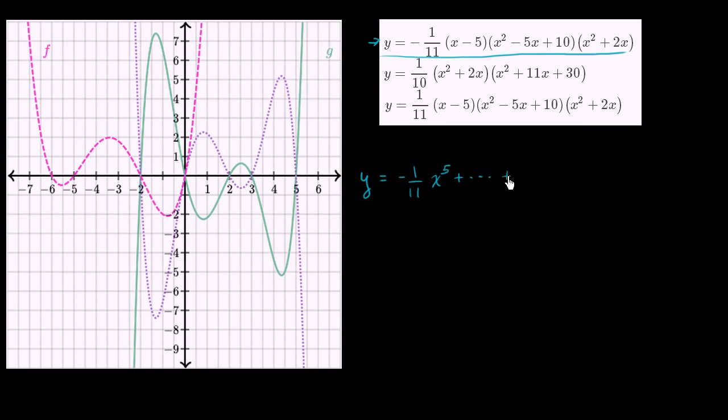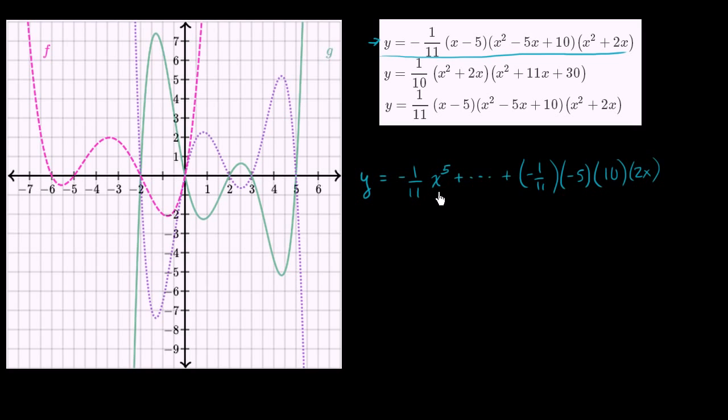And then our lowest degree term is going to be, let's see, negative 1/11th times negative 5, which is positive 5/11th. Actually, let me just write it this way. Plus negative 1/11th times negative 5 times positive 10 times 2x. Whatever, I guess we could work this out. This is positive 100 over 11. But let's just leave it like this. That's going to be our lowest degree term. I just took the lowest degree from each of these expressions that we're going to be multiplying together. And so this is another way of viewing it.